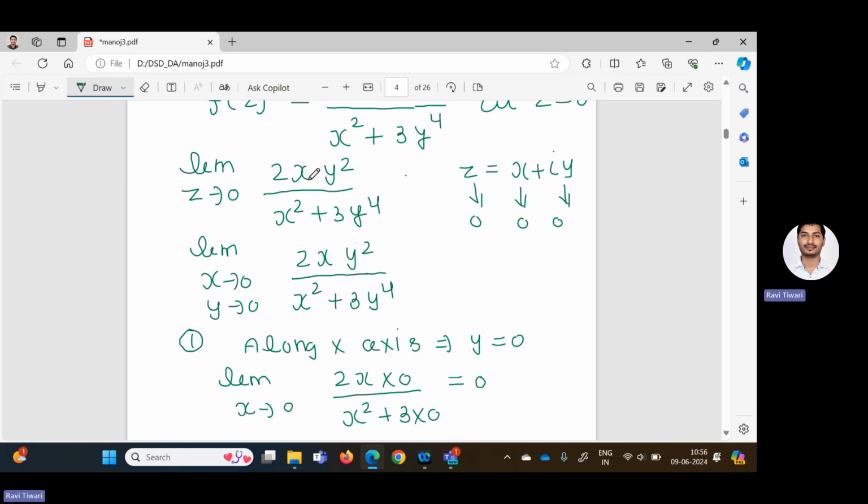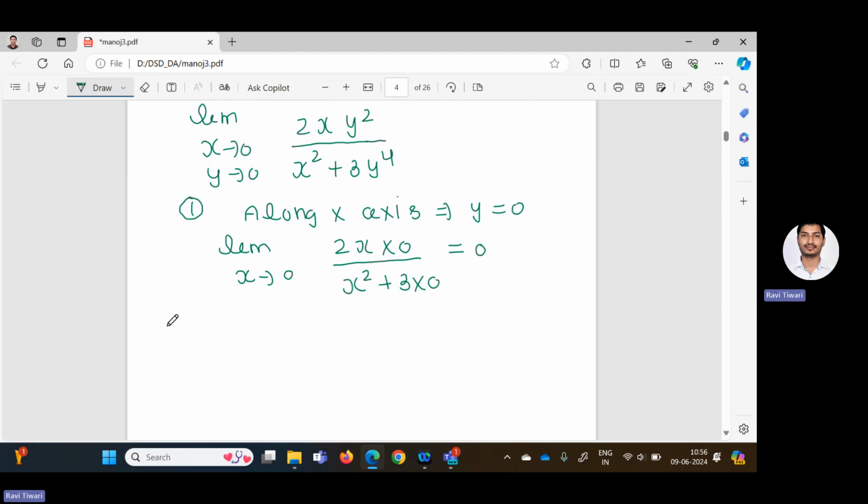If you see here, the power of x in the numerator is 1 and the power of y square is 2, so the total degree is 3, and the denominator has degree 4. So what path can we choose so that the degrees of numerator and denominator are the same? If I choose the path x equal to y square, then the degrees of numerator and denominator will be the same. So this is the third path we can choose.